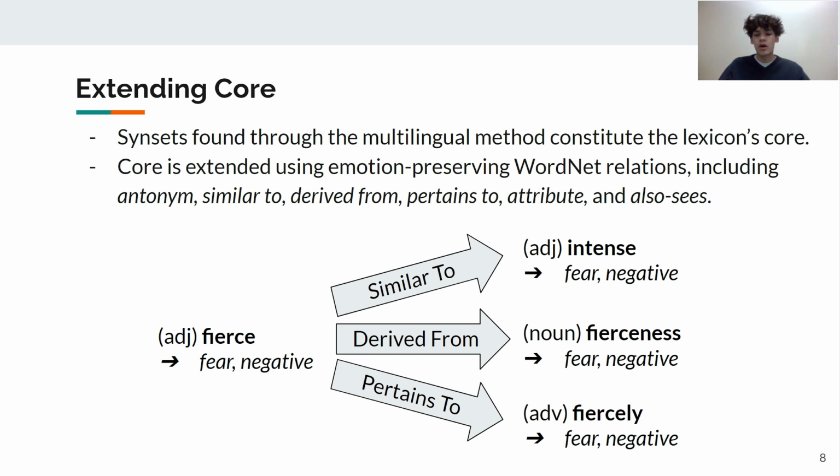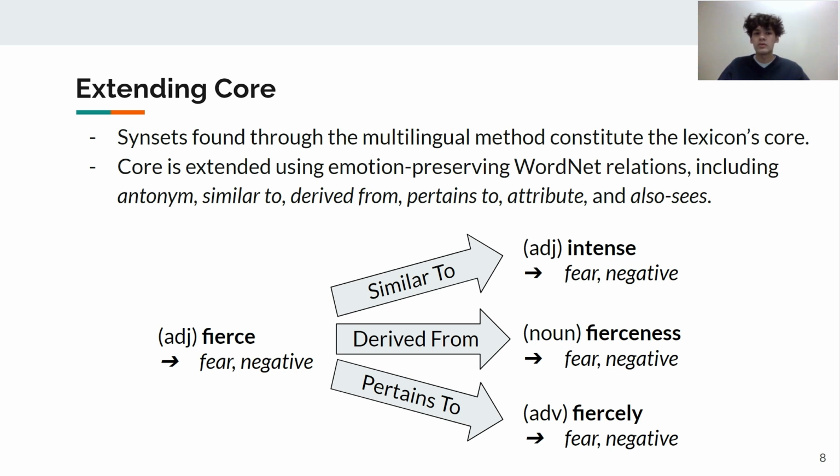So we run our multilingual method on the entirety of WordNet, all 117,000 synsets. And the synsets that we predict to be emotional and polar with high confidence constitute our lexicon's core. Now, just like WordNet Effect and SentiSense, we automatically extend our core using emotion-preserving WordNet relations. In particular, we make use of the antonym, similar to, derived from, pertains to, attribute, and also sees relations.